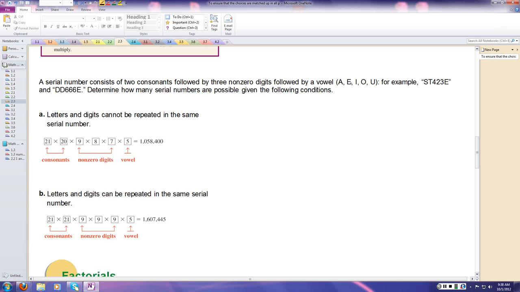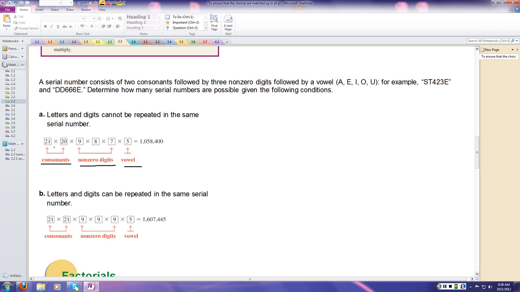So it's really important to get the idea of how this will look. Your PowerPoint does boxes, but then they label them. The first 2 are consonants, the second 3 are non-zero digits, and the last one has to be a vowel. Letters and digits cannot be repeated in the same serial number.